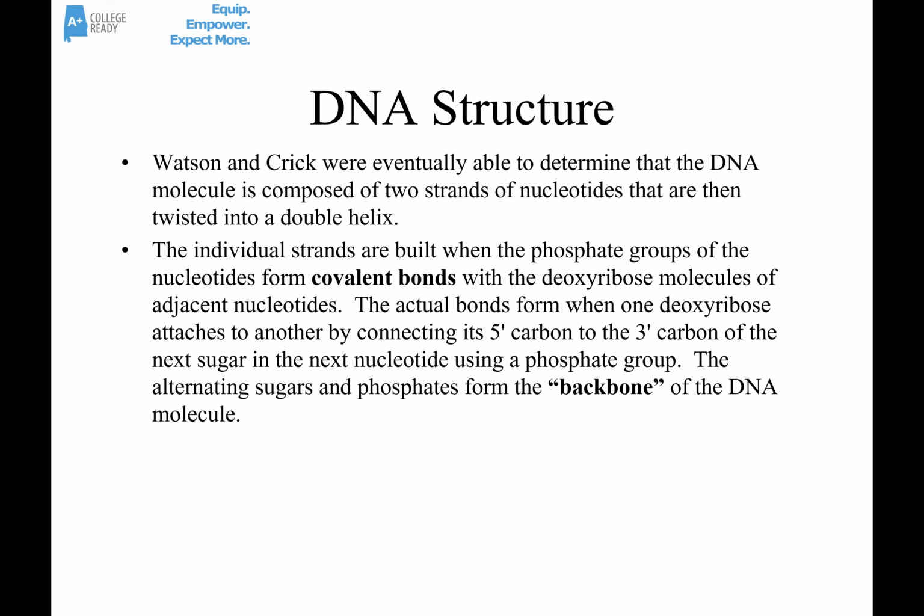All right, so now let's talk a little bit about DNA structure. We know that Watson and Crick determined the structure of DNA. We know that it's made of two strands of nucleotides that are then twisted together in a double helix. Each strand is built when the phosphate groups of nucleotides form covalent bonds with the deoxyribose molecule of an adjacent nucleotide. Those are covalent bonds. Those are very strong.